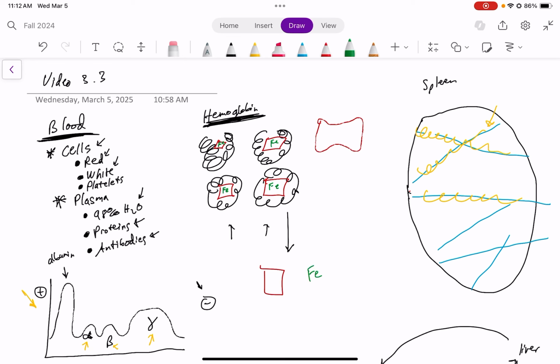And what it'll do is the iron will then get picked up by a protein called transferrin, and that will be sent back to the bone marrow, so it can be incorporated into more heme groups and more red blood cells again. Now, the heme has a pretty special degradation pathway.